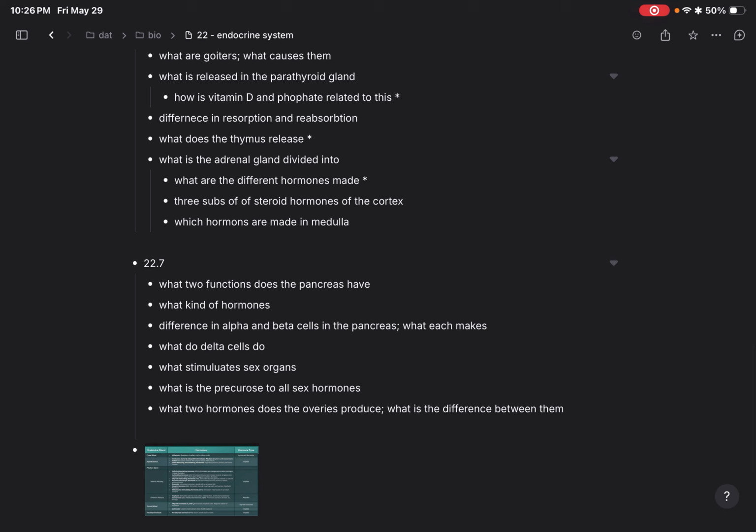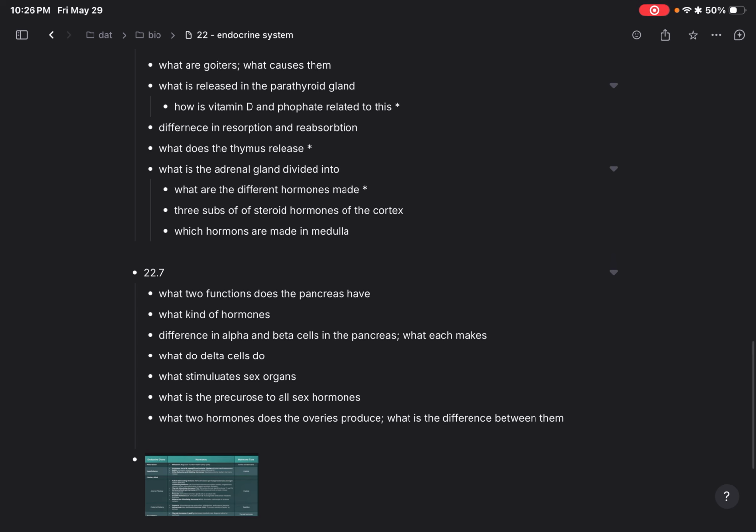We're at the adrenal cortex. Wait, what's the adrenal medulla? We still haven't even talked about the adrenal medulla. Oh, the medulla is pretty easy. This is just epinephrine and norepinephrine. I'm confident in that. Okay, so let's just backtrack.